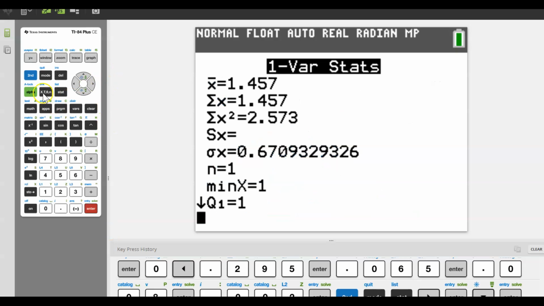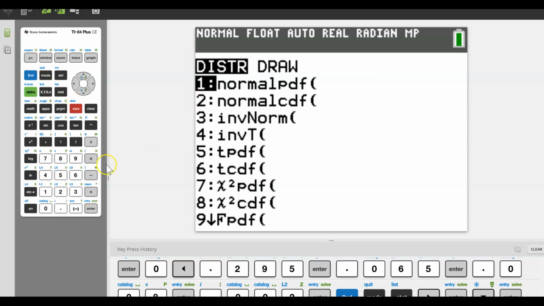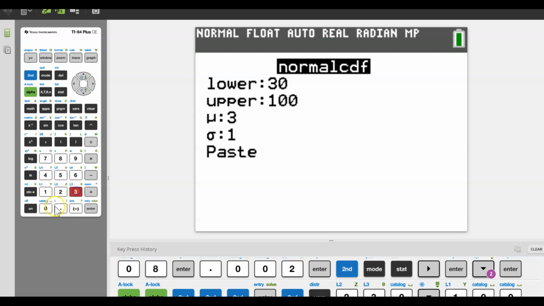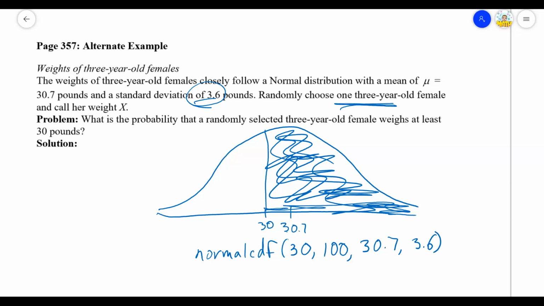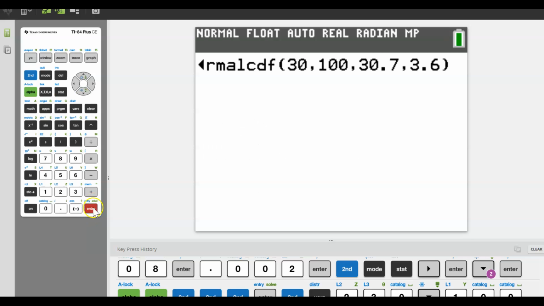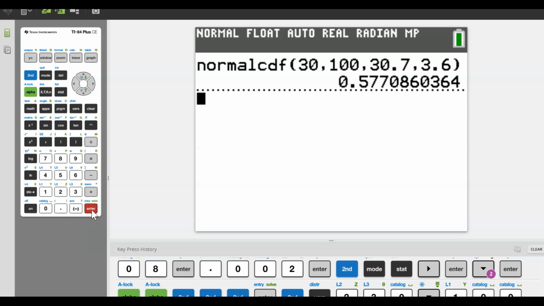So it's been a month or so since we've done a normal distribution problem. So just to review, it's under second and the variables key. And there's our normal CDF, number 2. Okay. So our lower limit in this situation was 30. I just picked a high upper limit, like 100. The mean, I think, was 30.7. I'm going to double check that. Just toggle back and see. Yeah, 30.7 and then 3.6 for standard deviation. So this problem should be review for us, which is good, because I feel like these are easier problems for people. Okay, so I get 0.577.